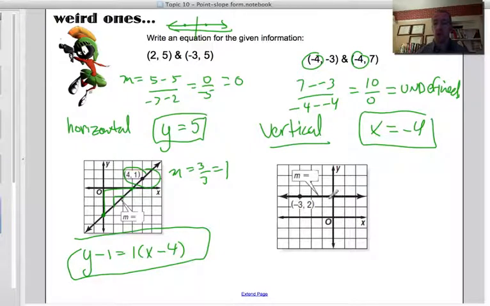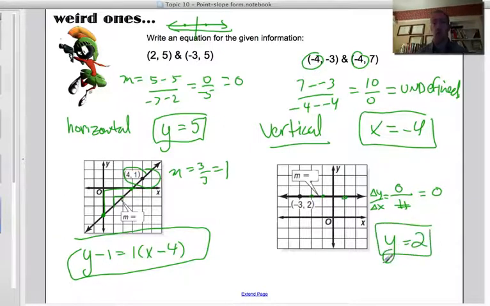Alright, so what's the slope of this line? It runs across, so we're talking about our change in y over change in x. Its change in y is 0. 0 divided by something is 0. Or you recall that a horizontal line has a slope of 0. And all the y coordinates are 2, so this is y equals 2.